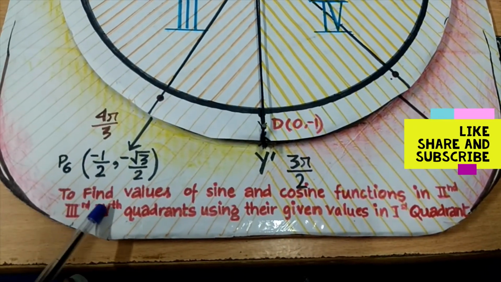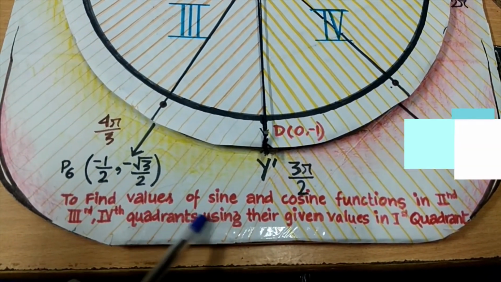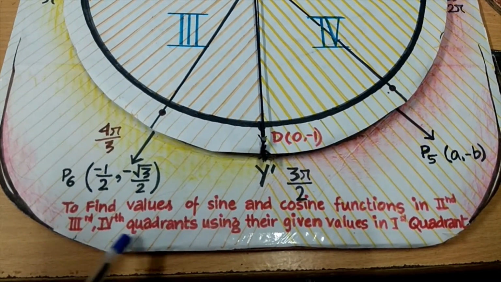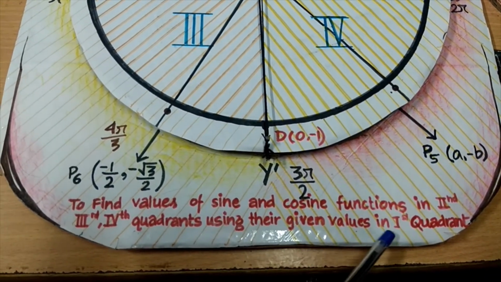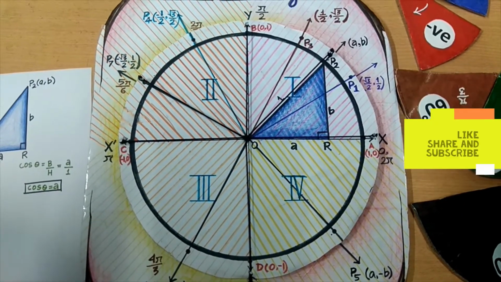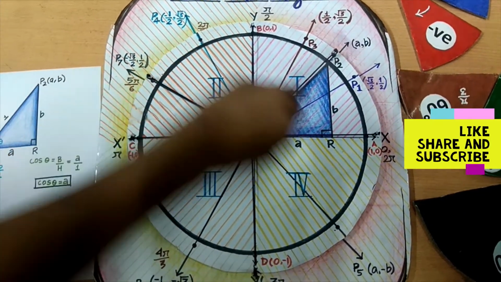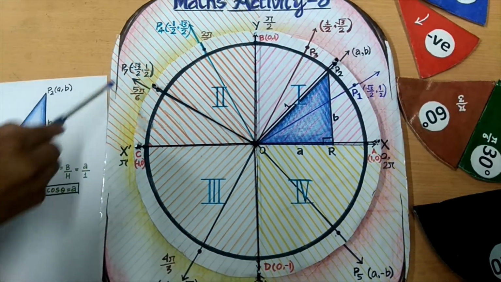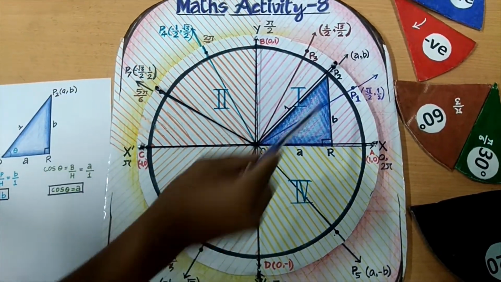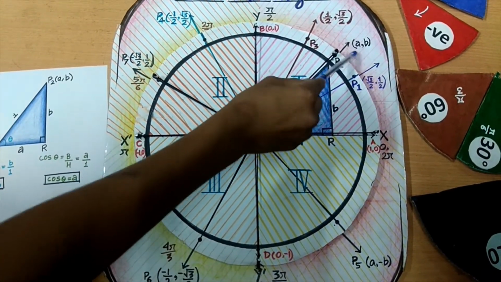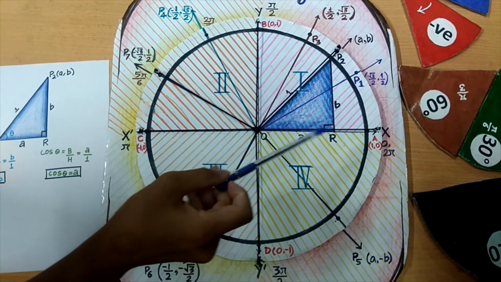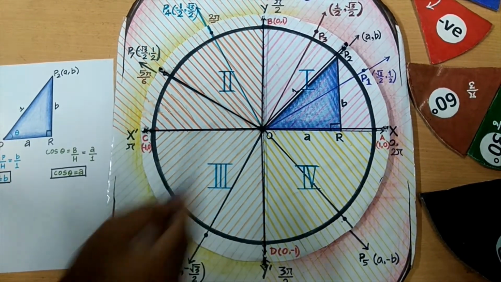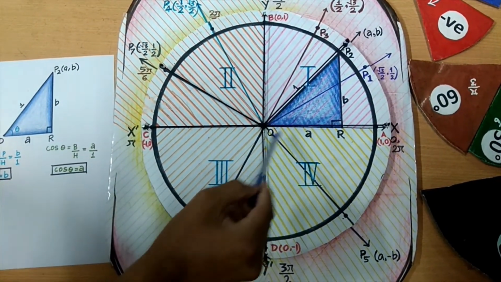The objective of my activity is to find values of sine and cosine functions in second, third, fourth quadrants using their given values in first quadrants. Here we have taken a unit circle on the plane. Every point on the circle will represent two coordinates x and y. Let P2 with coordinates a and b be any point on the circle with angle P2OA equal to theta. We will draw a perpendicular from P2 on the x-axis.